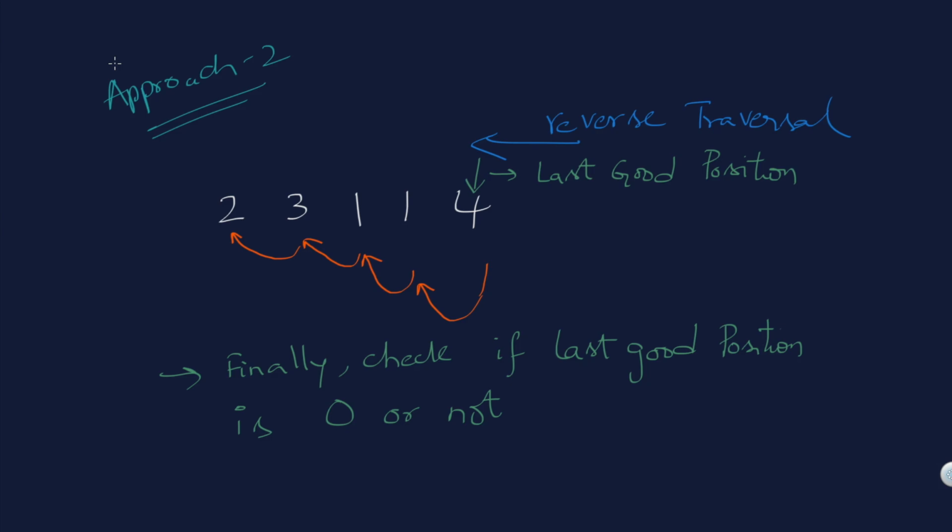time complexity and space complexity using our approach 2, which is nothing but greedy approach. So let's discuss about this approach. Let us take our first example given in the problem, that is 2, 3, 1, 1, 4.